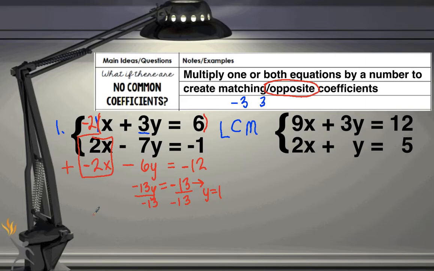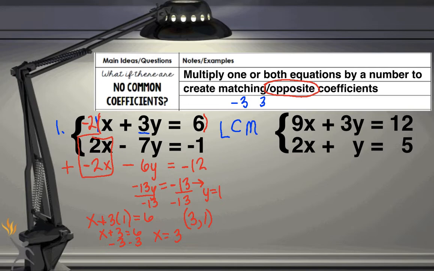Now that I have y, I can go back and plug that into one of the equations. So x plus 3 times 1 equals 6. So x plus 3 equals 6. Subtract 3 from both sides. I get x equals a positive 3, giving me a final answer for this problem of (3, 1).